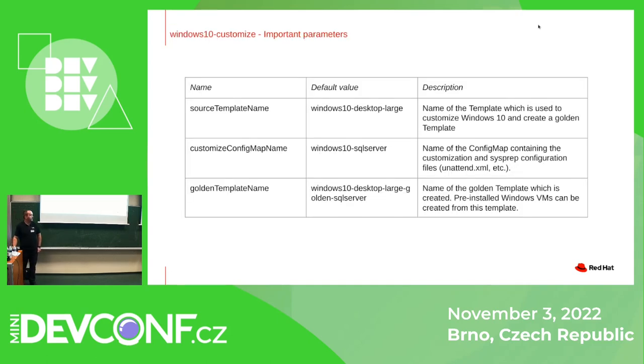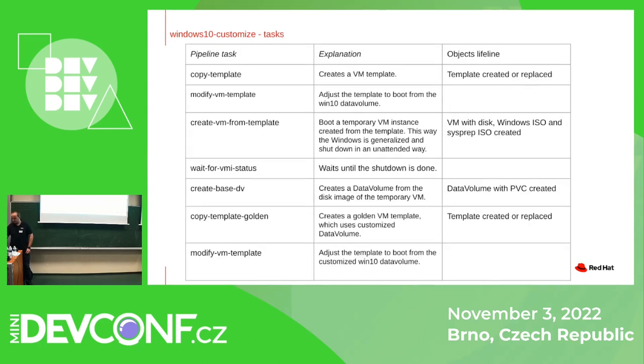Again, we have some special parameters, but in this case, you don't have to provide anything because the pipeline will take results from the first pipeline. So you can, for example, define the template name, the config map name, where you again define the sysprep and e.g. what you can install inside the Windows VM. And then the result name with which you can then run another VM.